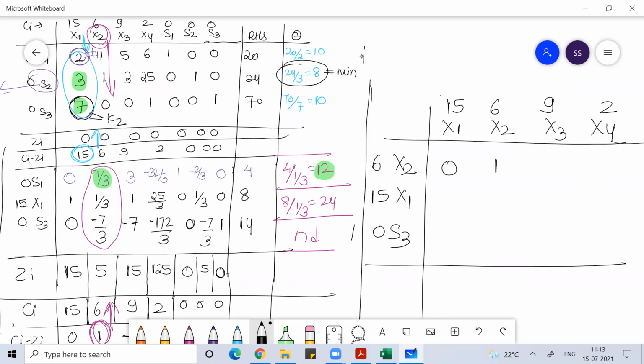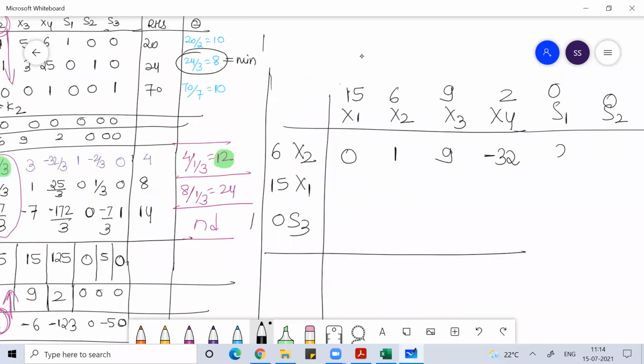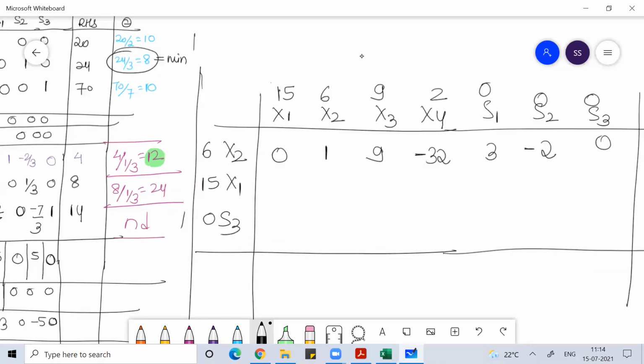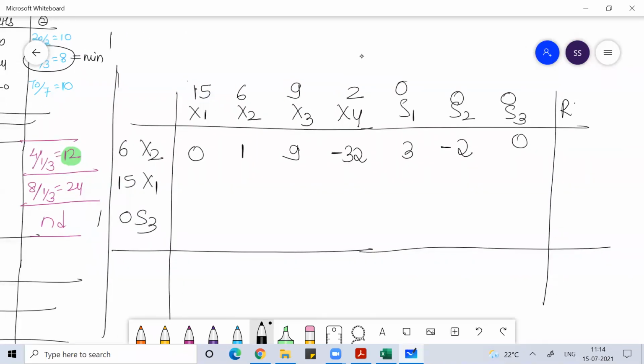0, 1, 3 divided by 1 by 3 means 9. Then minus 32 by 3 divided by 1 by 3 means minus 32. Then 1 divided by 1 by 3 means 3. Then minus 2 by 3 divided by 1 by 3 means minus 2. 0 divided by anything is 0. Then 4 divided by 1 by 3 means 12. RHS is 2. Clear, everyone?